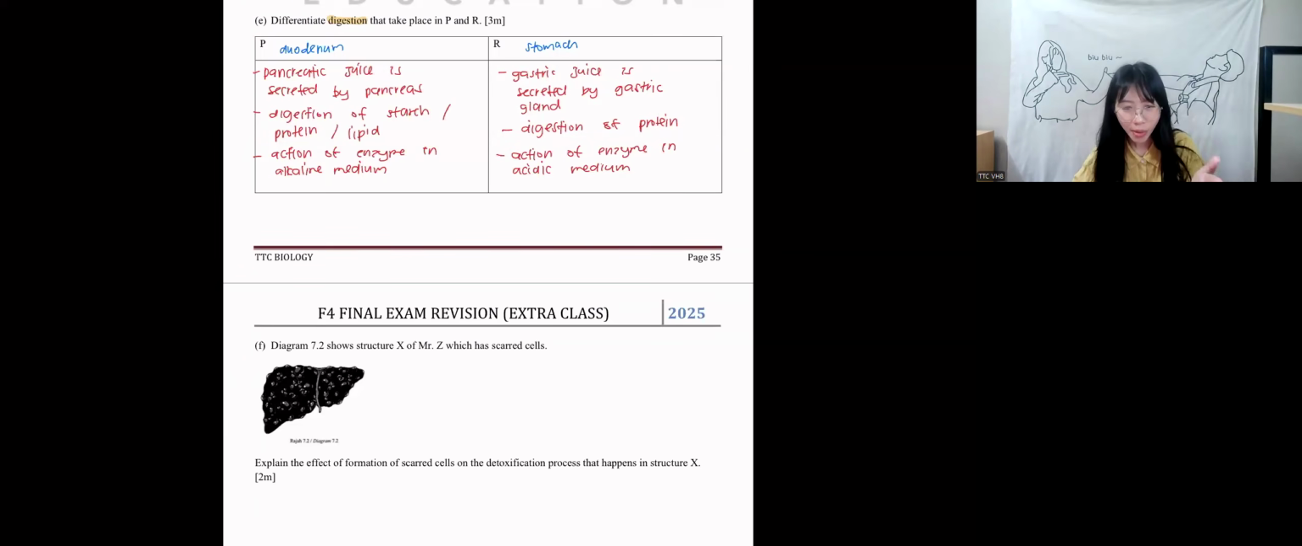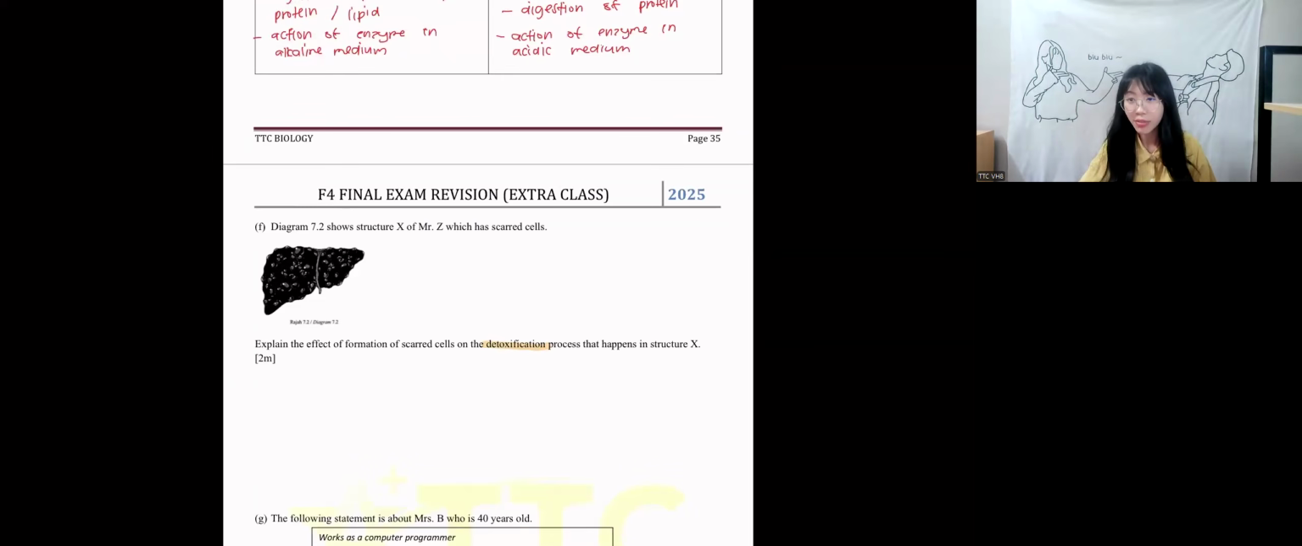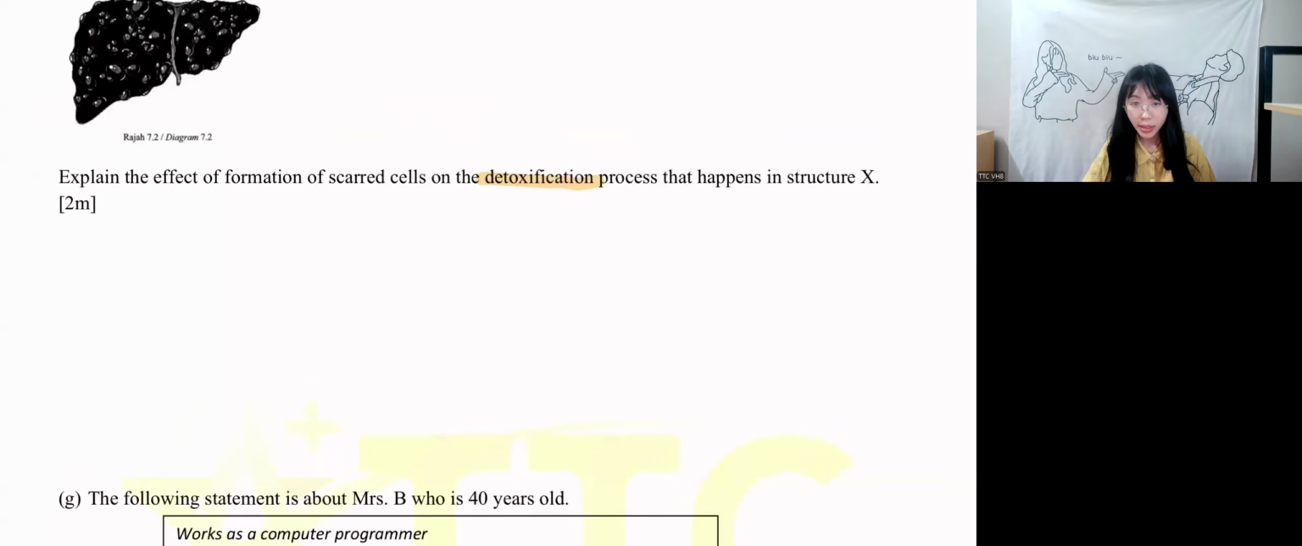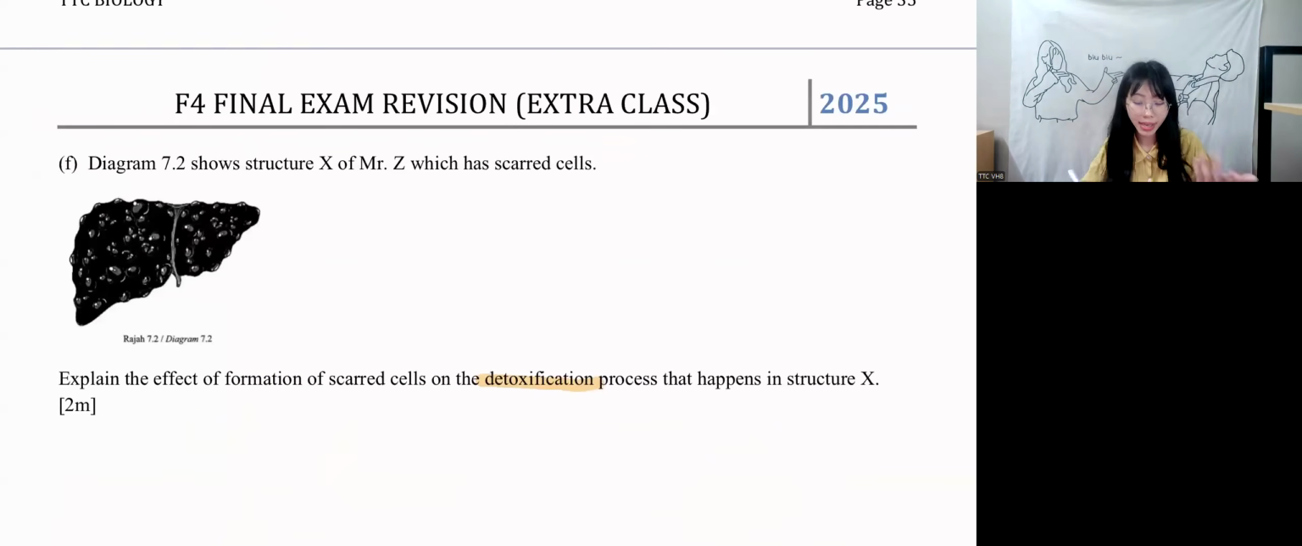Right now, the person has a liver problem. They ask you what happens to the detoxification process. Can the person still carry out detoxification process? Obviously cannot, because it's already damaged, right? In the diagram, you can see it's abnormal. They cannot. So when you cannot carry out the detoxification process, you have a lot of toxic substances that cannot be expelled out from the body. So the person will get toxic, obviously.